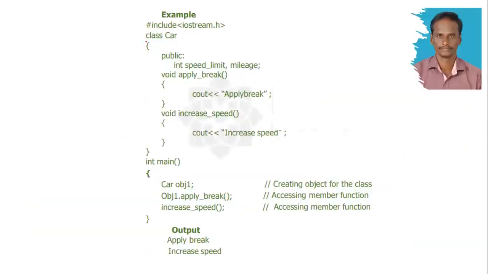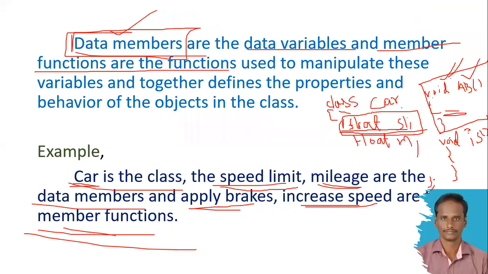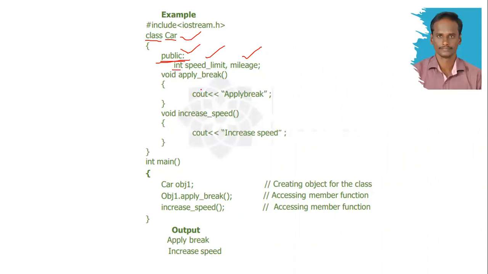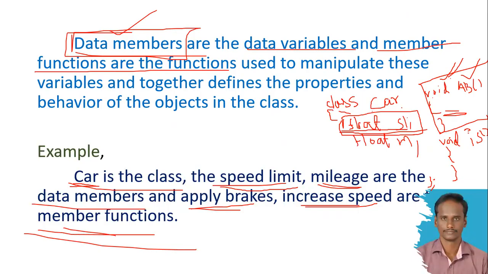Let us see the same example. Class name is car. Here is public. We have not discussed yet what public, private and protected are; we will have a separate class for access modifiers. I'll tell you later why public is used, why private is used. Just remember public for now. Under public, we have declared two data members: speed limit and mileage. Previously they used integer as the data type, but in my example I have used float. That does not mean you must use float or integer. That is up to you.